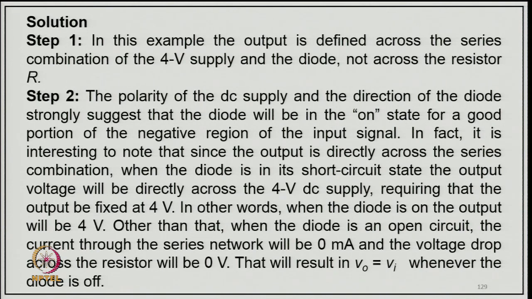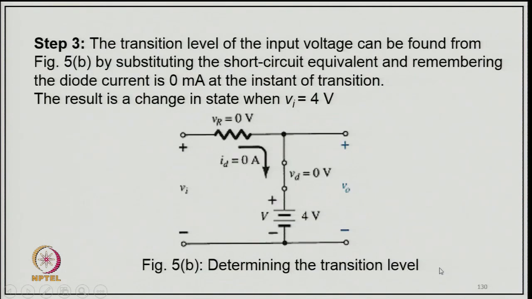In fact, it is interesting to note that since the output is directly across the series combination, when the diode is in the short circuit state, the output voltage will be directly across the 4 volt DC supply, requiring the output to be fixed at 4 volt. In other words, when the diode is on, output will be 4 volt. In the other state the diode is an open circuit, the current through the series network will be 0 milliampere, and the voltage across the resistor will be 0. That is the result: Vo equals Vi whenever the diode is off.